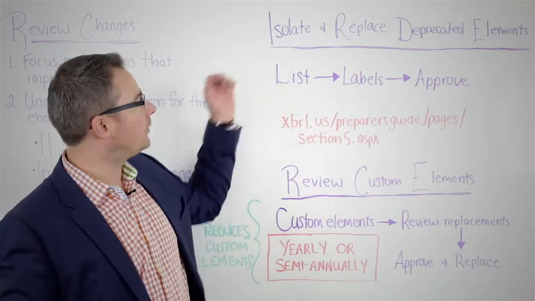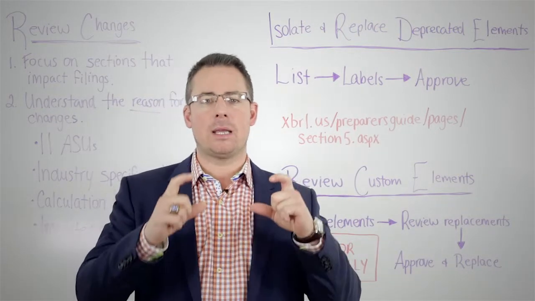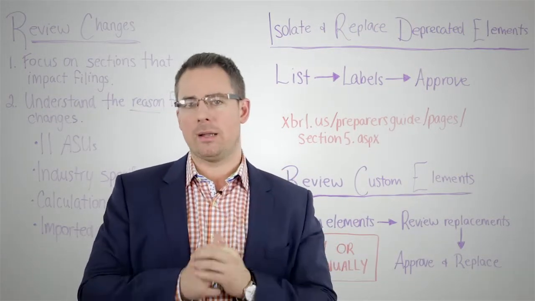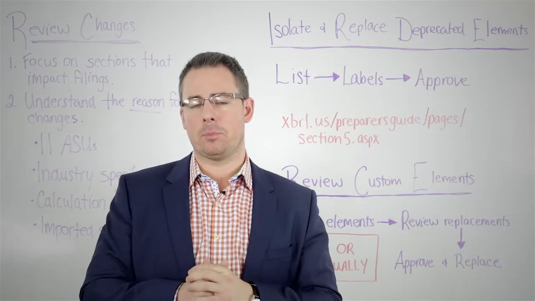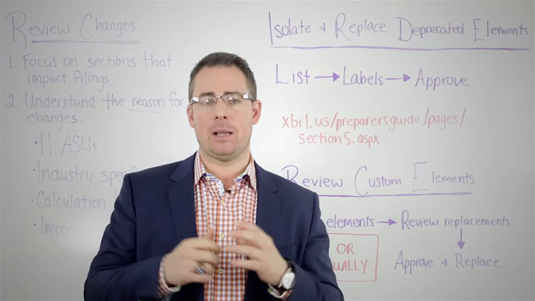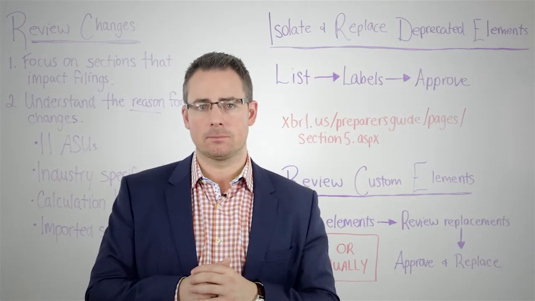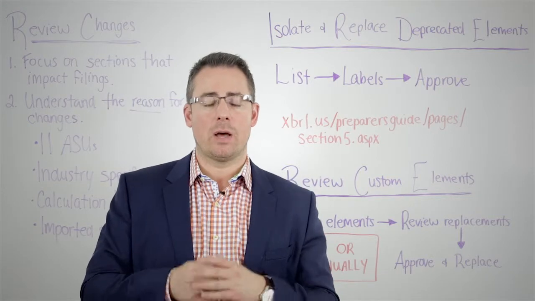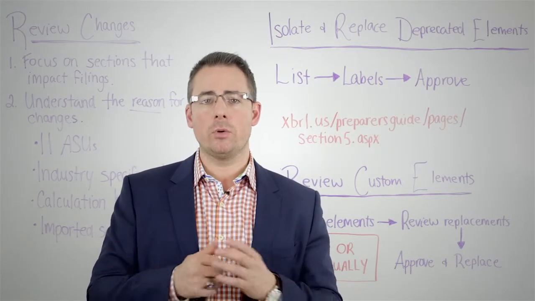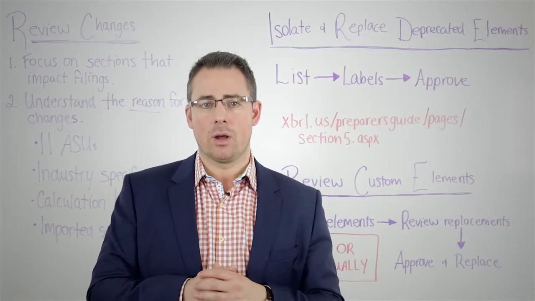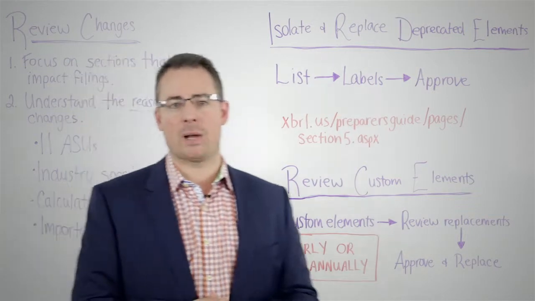Next, isolate and replace the deprecated elements. Create a list of deprecated elements. All deprecated elements will actually have a reason why they're being deprecated, and at times will give you a replacement element in the new UGT. In some cases, you'll actually have to add dimensional tagging to that new element. Follow the US GAAP taxonomy structure, and also use the XBRL.us website for best practices.